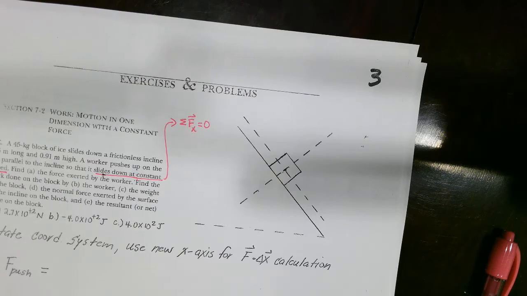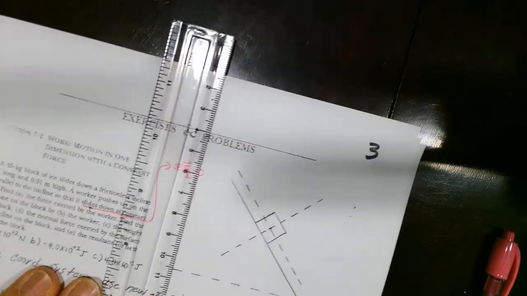So, find A, the force exerted by the worker, and find the work done on the block of ice by the worker, and the weight of the block, and the normal force exerted by the surface of the incline on the block. Okay? So we've got to find all these forces, huh? All right, let's do that then.